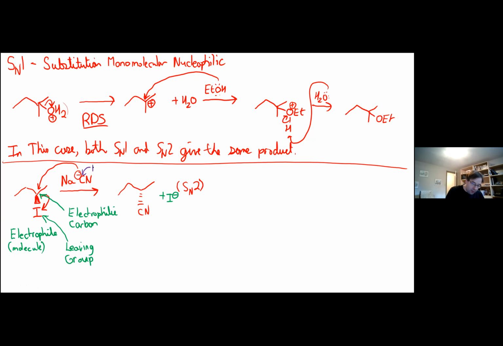This here is the nucleophilic atom. In this case, it's a carbon. It could have been anything else. It's where the electrons are. Where are the electrons coming from to do the nucleophilic attack? Which atom are they on? That is your nucleophilic atom. This whole molecule together is your nucleophile. So what we have here is a nucleophile and an electrophile reacting together, because the nucleophilic atom is attacking the electrophilic carbon, kicking out the leaving group.